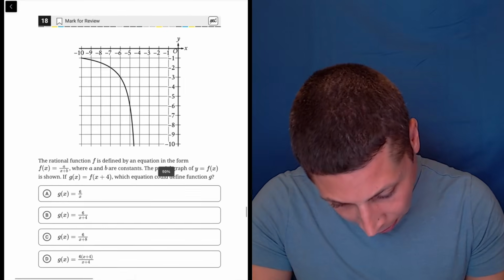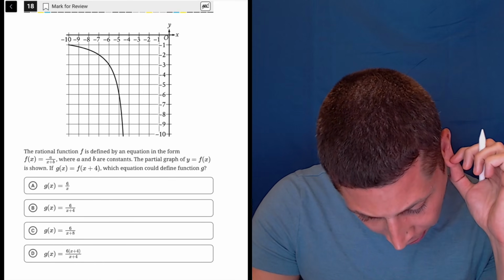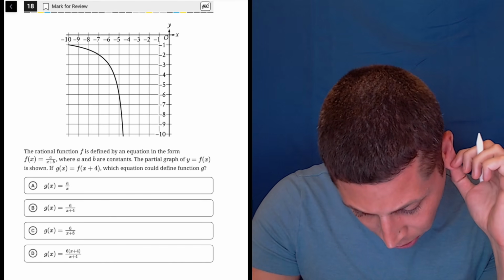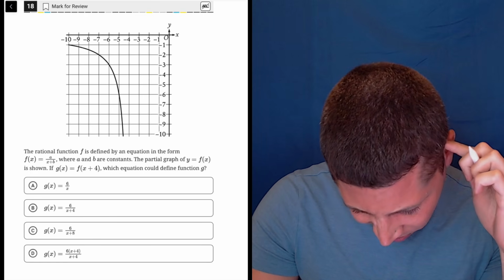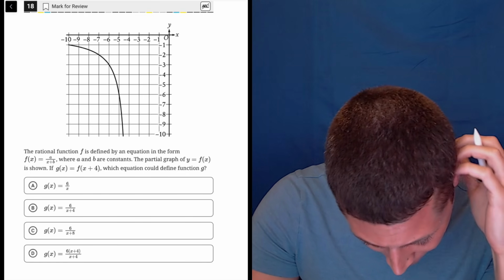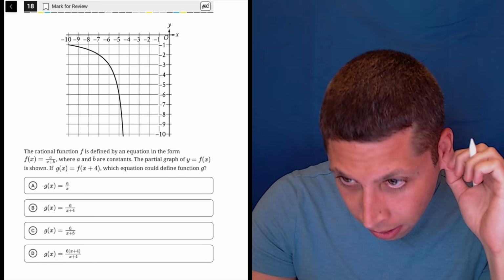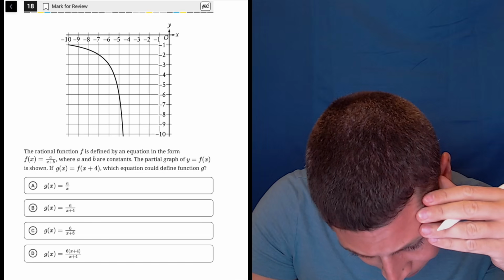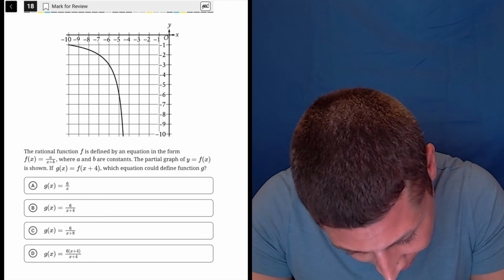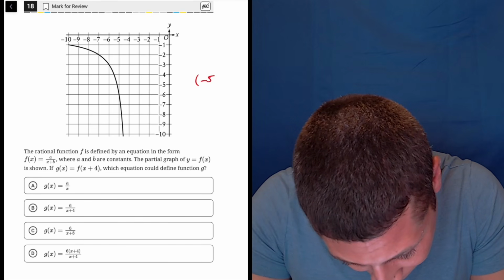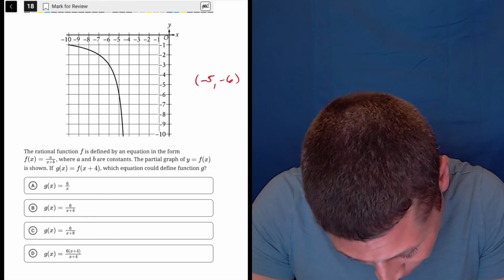Cool. All right. The rational function f is defined as an equation in the form of that, where a and b are constants. The partial graph of y equals f of x is shown. Which of the following could define g? Okay. Oh my god, okay. Can I just plug points into equations here? F of x equals a over x plus b. Got 10 minutes left. Okay, here's a point. That point is negative 5, negative 6. That seems to work out nicely. So maybe we try that.